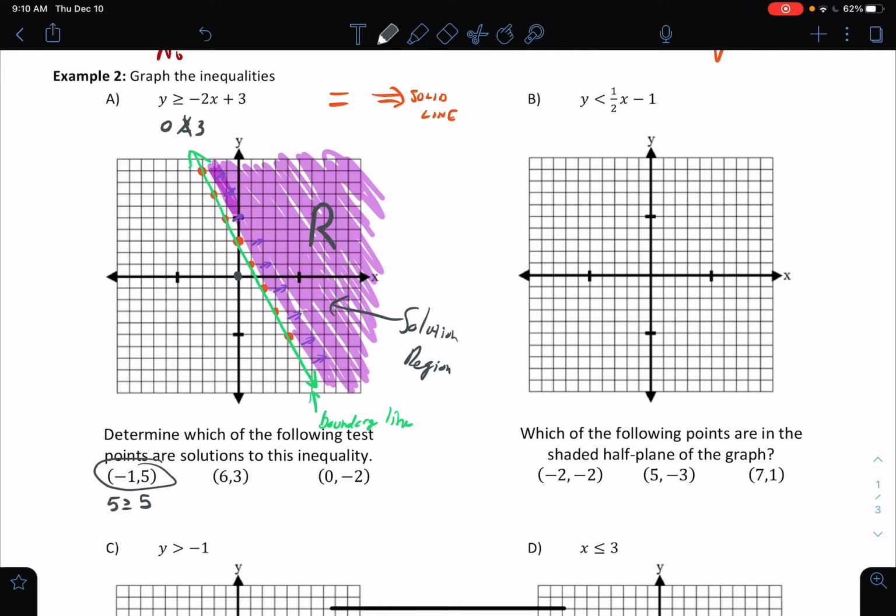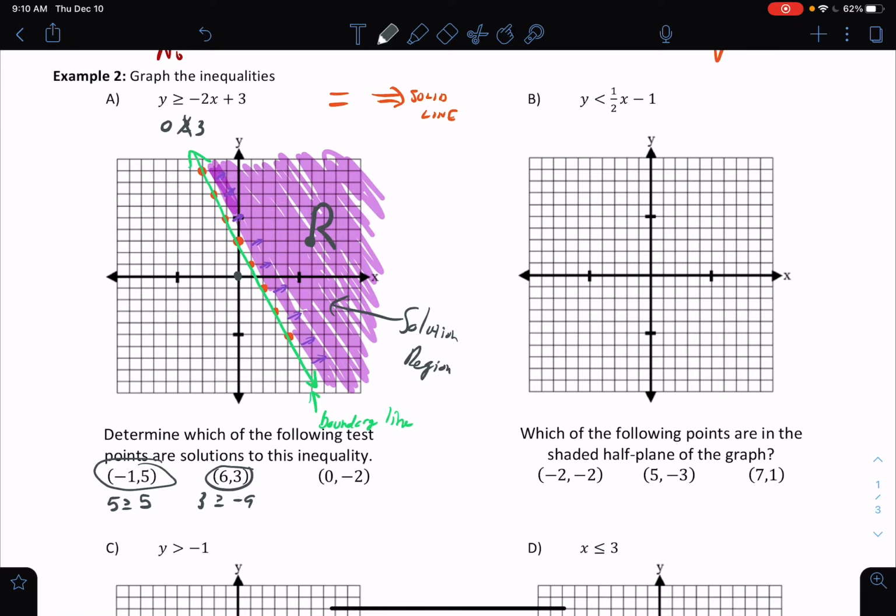What about 6, 3? I plug in 6 for x and 3 for y: 3 is bigger than or equal to negative 2 times 6, which is negative 12, negative 12 plus 3, which is negative 9. 6, 3 satisfies this inequality because I get 3 is bigger than or equal to negative 9. Notice 6, 3 is right here. That is in my solution region.